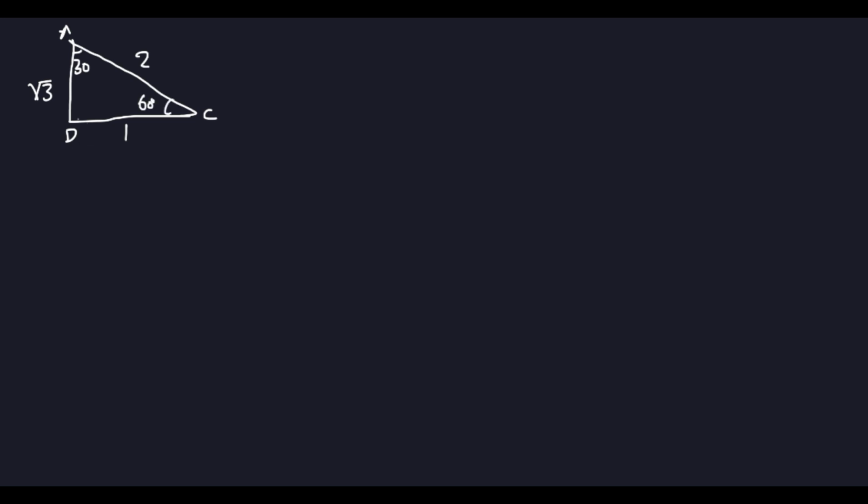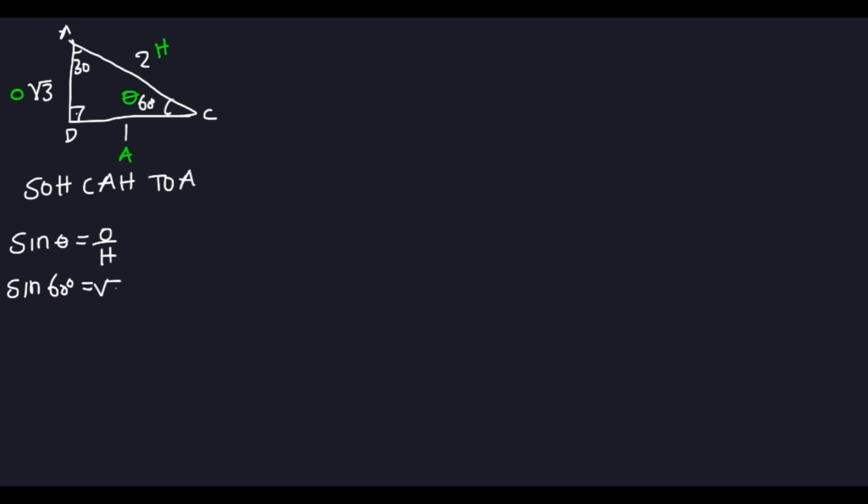So this time let's put the 60 into consideration. If this is our theta, then this distance is opposite, here adjacent, here hypotenuse. So we can now move on to finding the three trig ratios. From SOHCAHTOA, let's begin with sine theta is equal to opposite over hypotenuse. So sine 60 is equal to the opposite, root 3, over the hypotenuse, 2.